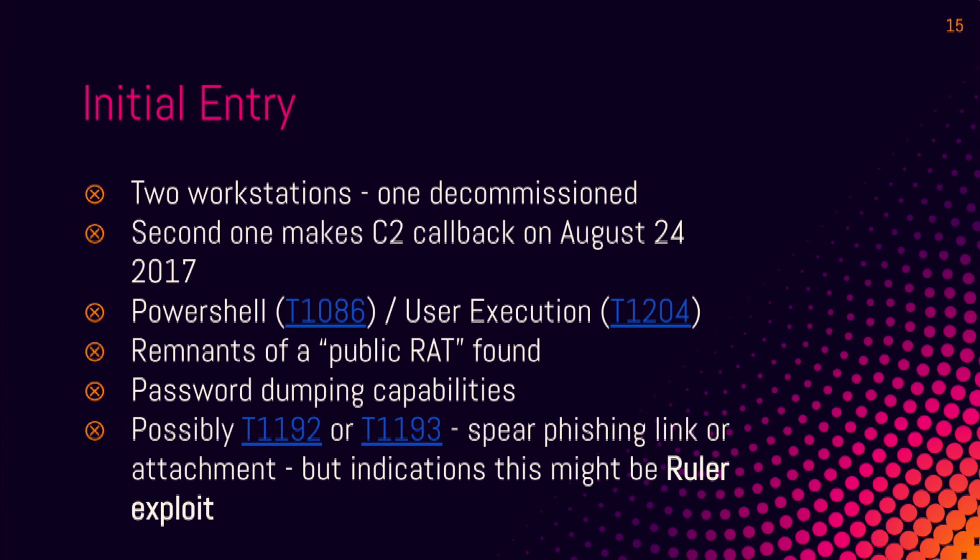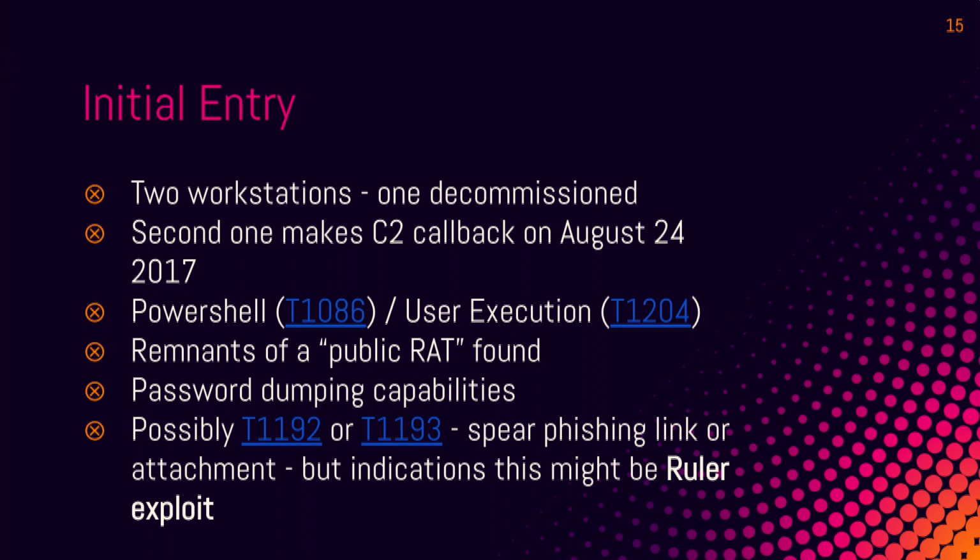All right, so initial entry. We've got these two workstations. At the time of the report, one of them had been decommissioned for a while, so not too many details. The second one made a callback to a C2 on August 24. Then we can see there PowerShell was executed, and something may have been executed by the user themselves. It's not 100% clear. We know that remnants of a public RAT, they don't say what RAT, but that it had password dumping capabilities, right? So probably like a modified Mimikatz kind of tool.